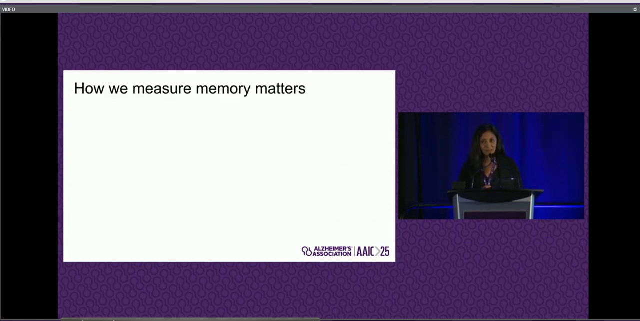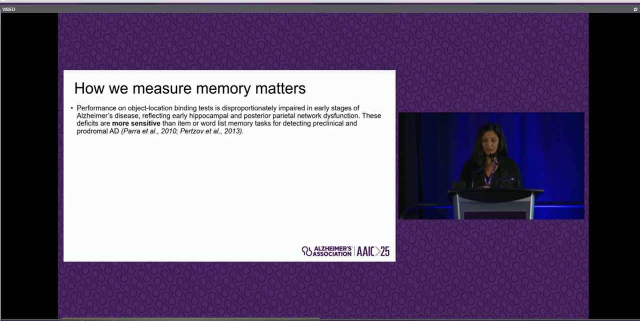Taking all this together, we're realizing now how we measure memory matters in order to figure out what the actual cognitive profile of these phenotypic syndromes are.